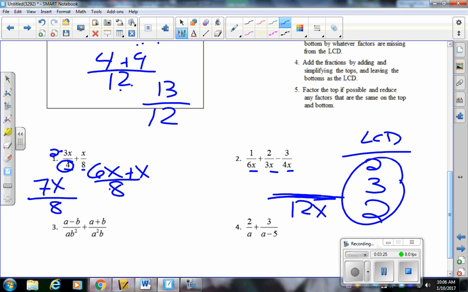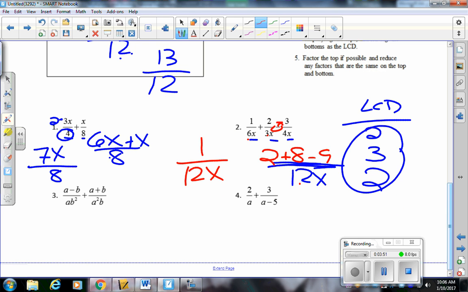All right, so let's go with the first one. To get from 6x to 12x is just times 2. To get from 3x to 12x is times 4. To get from 4x to 12x is times 3. And that's a minus, so just be careful. So then when I simplify that numerator, 2 plus 8 is 10, minus 9 is 1. All right, so 1 over 12x.